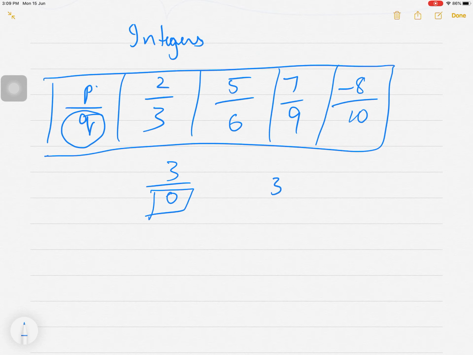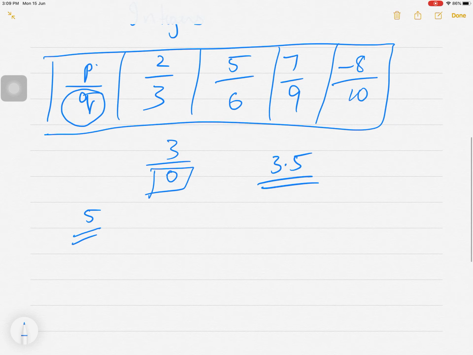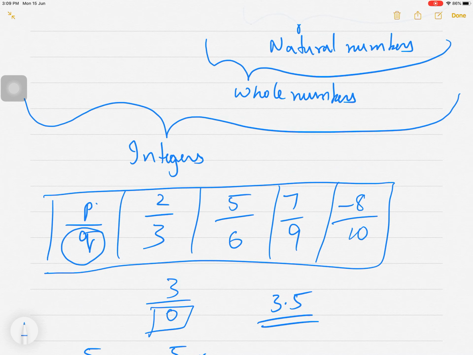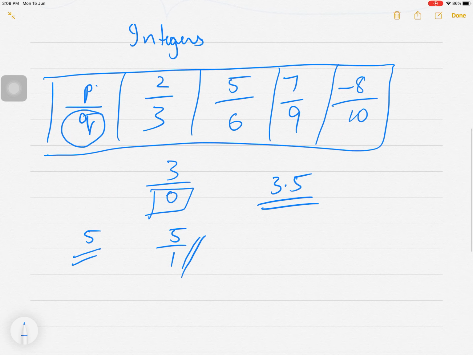If I write 3 by 3.5, this is also a rational number. So it can be in a fraction form or a decimal form. They all are called rational numbers. Is 5 a rational number? Yes, because 5 can be written as 5 by 1. So all the integers are rational numbers, and even fractions or numbers in decimal are also rational numbers.